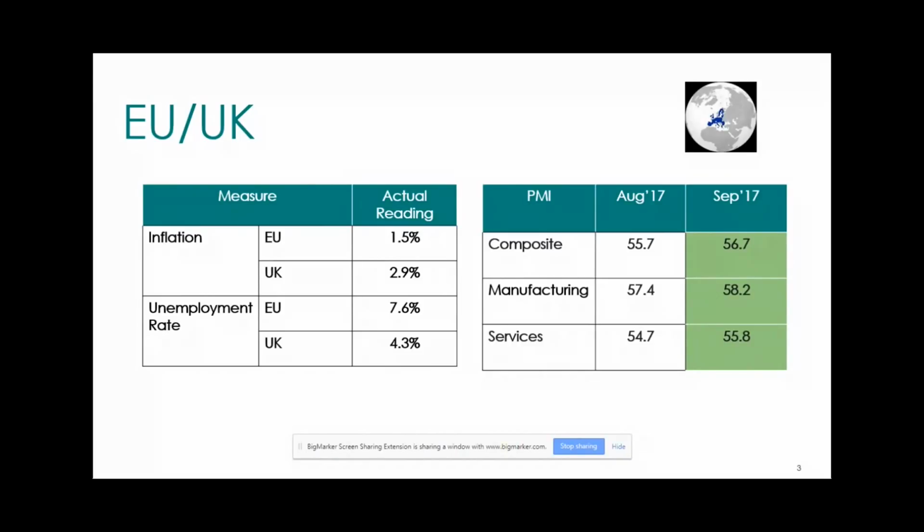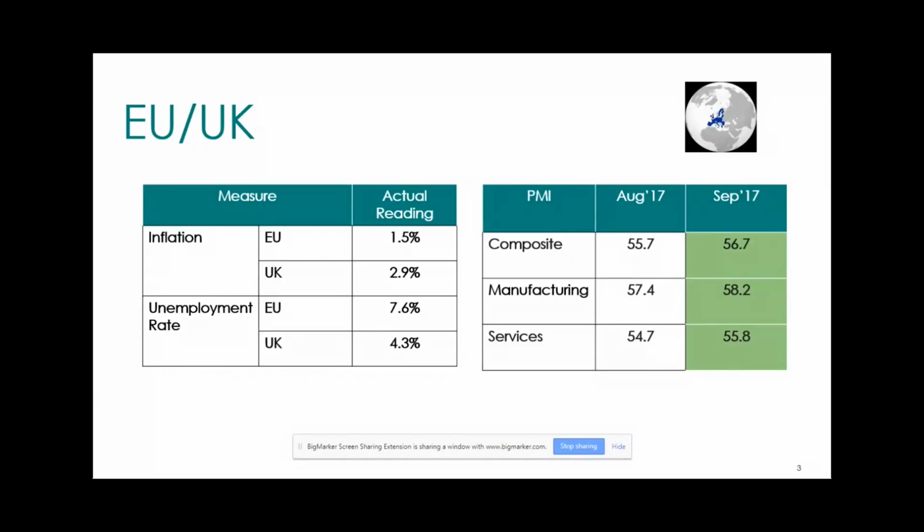But that said, on the left side of your screen, if you look at the inflation of the European Union, it's at 1.5%. And as discussed in the previous webinars, the European Central Bank would want the inflation to be at a stable 2%. The 1.5% suggests that consumption activity is not yet picking up, but it eventually will.